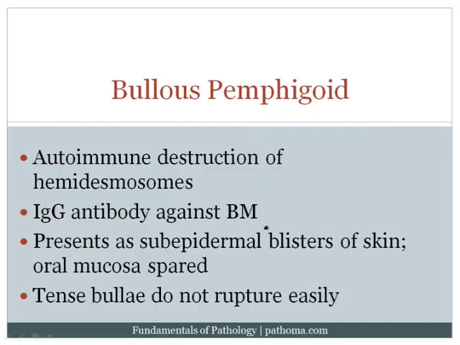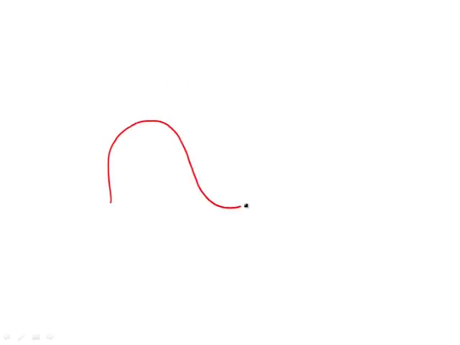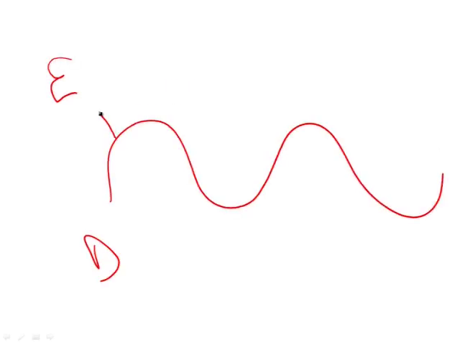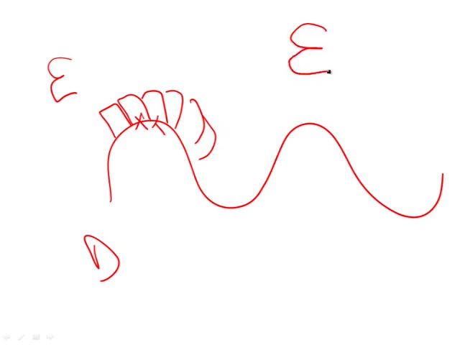The next disorder is bullous pemphigoid. This is when you get an autoimmune destruction of the hemidesmosomes. Let's go back and remind ourselves. This is the epidermis, this is the dermis. Recall that the basal cells are connected to the basement membrane via hemidesmosomes. If you destroy these hemidesmosomes, the entire epidermis will be lifted off the dermis, and you'll get a blister in between the epidermis and the dermis. And so this is the basic understanding of bullous pemphigoid.